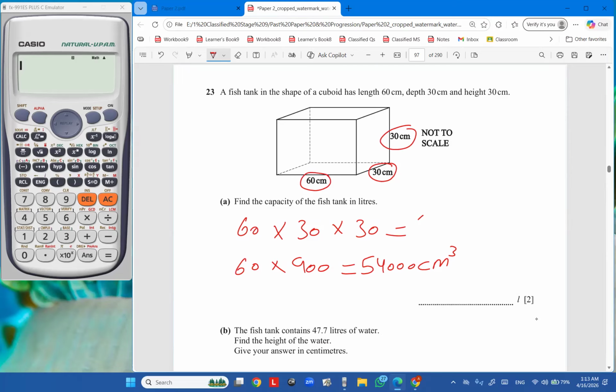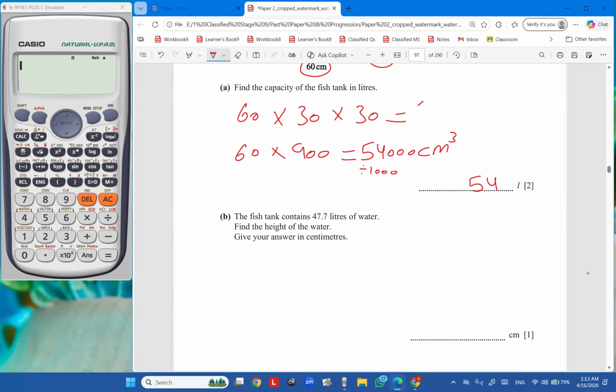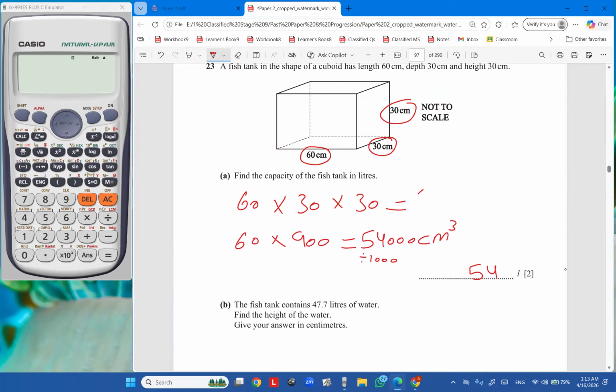But they want it in liters. You should remember the twins. We agreed 54,000 centimeters cubed is the same as 54,000 milliliters. So to get into liters, you divide by 1,000. So 54 liters exactly.